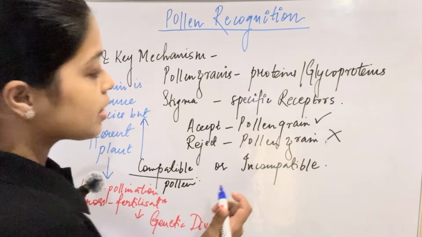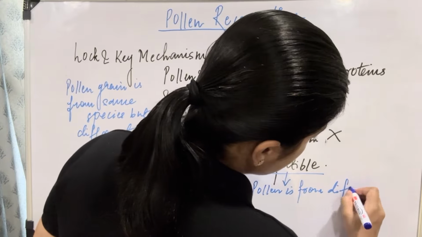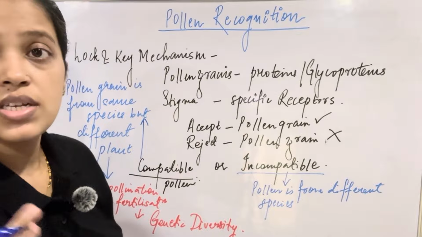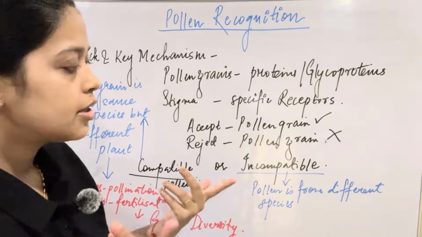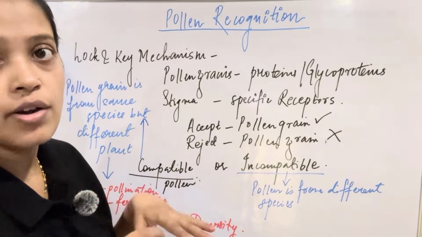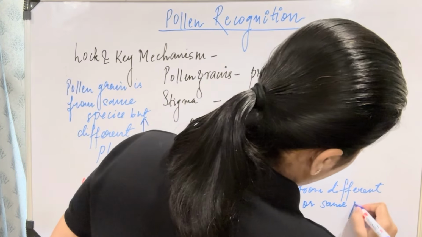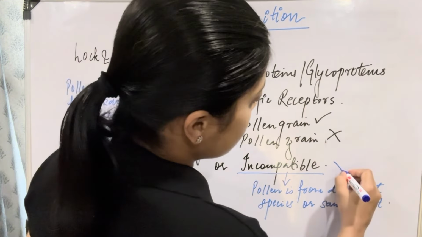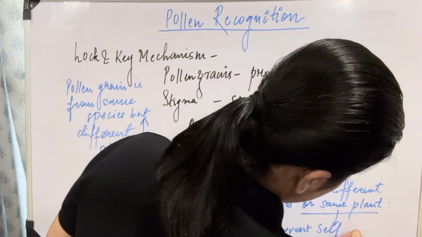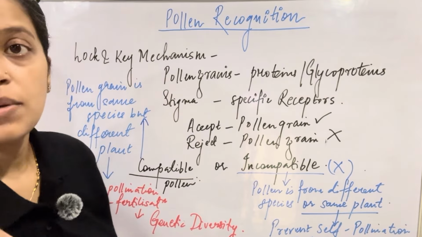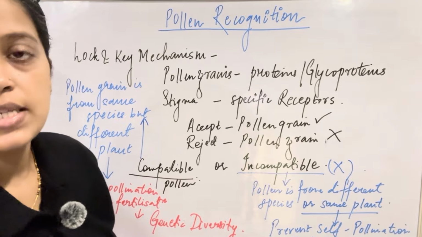Now what is an incompatible pollen? If the pollen is from a different species. Why will this happen? Because pollination is random. Through wind, insect or bat, biotic or abiotic agents, pollens from any species can land onto the stigma. If the pollen is from a different species or the same plant, it will be rejected. Same plant is rejected because it will prevent self pollination.